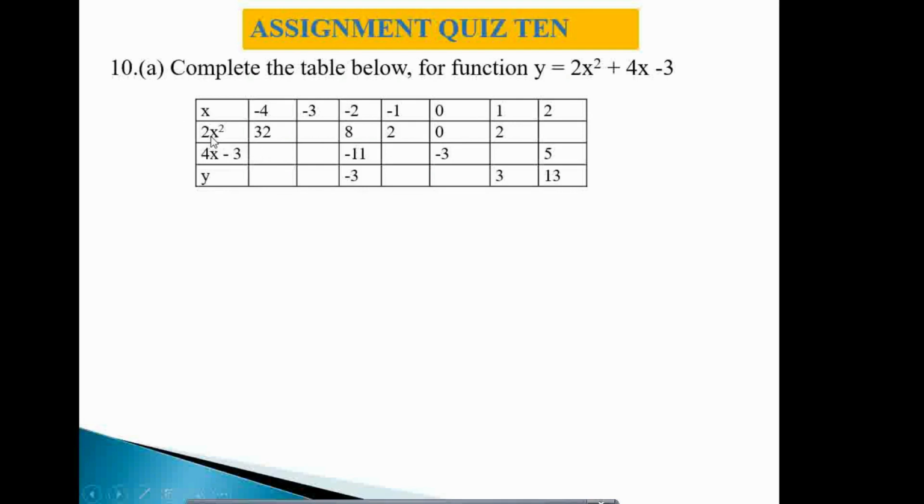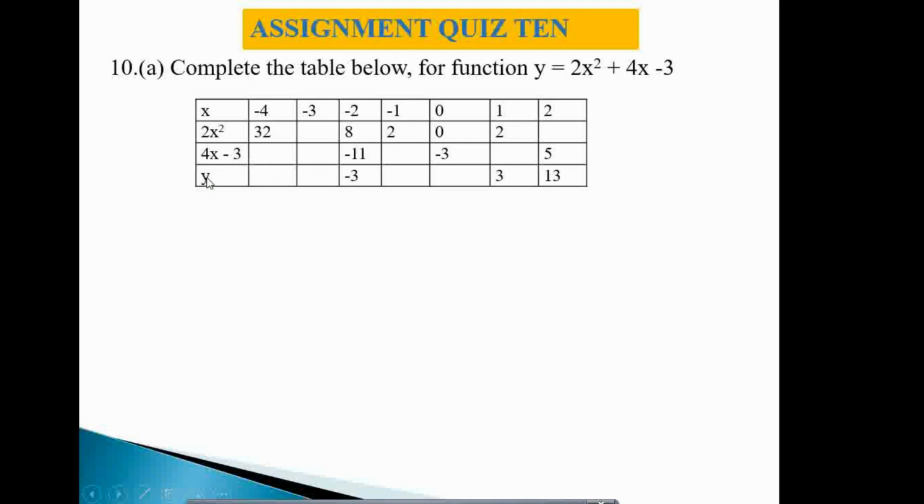For 2x squared, this is a bit different. You'll say 2 times negative 4 squared, you get 32. For 2 times negative 3, you put in bracket negative 3, close the bracket, squared. Don't just put 2 times negative 3 squared, it will give different values. Ensure that you put brackets around the negative numbers. Then you can also have 4x minus 3. That is 4 times negative 4 minus 3. That one you can just put directly, and then you fill in.